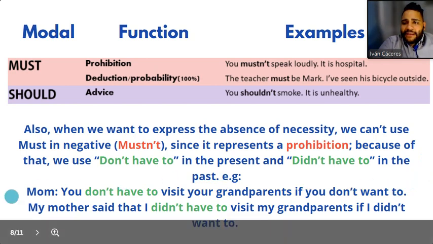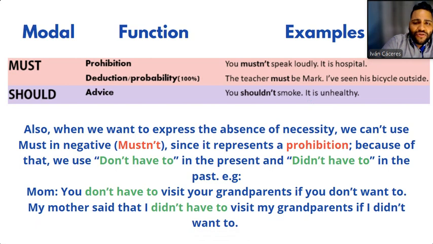¿Ok? Y el reported speech sería utilizando el pasado en vez del presente, obviamente. My mother said that I didn't have to visit my grandparents if I didn't want to. Mi mamá dijo que yo no tenía que visitar a mis abuelos si yo no quería. ¿Ok? I didn't have to if I didn't want to. ¿Ok? No tenía que hacerlo si no quería.